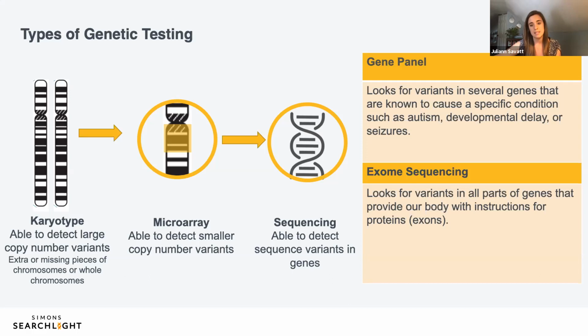Another type of test that uses sequencing is called exome sequencing. Exome sequencing uses sequencing to look for variants in all parts of our genes that provide our body with instructions. These parts of genes that provide us with instructions are called our exons, and if we look at all of them, we call that our exome. So exome sequencing looks at all of those pieces of the body that provide us with instructions for our proteins.